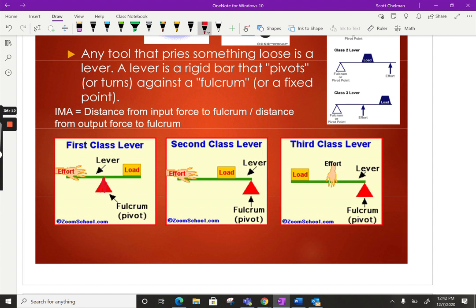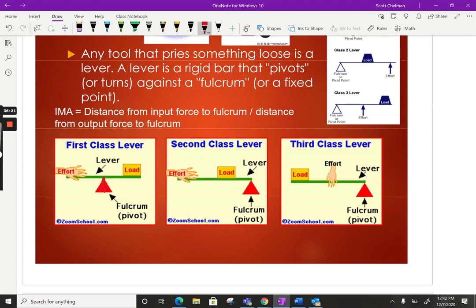Yes. You should know the levers, yes. Well, you don't have to memorize the other types of machines, but you need to know how to find mechanical advantage.